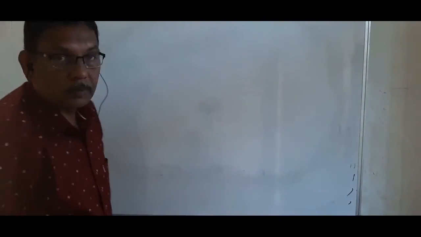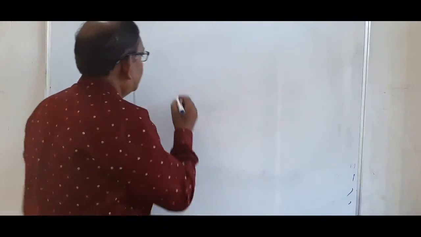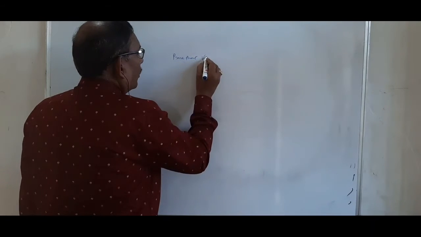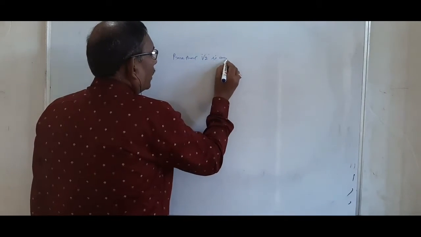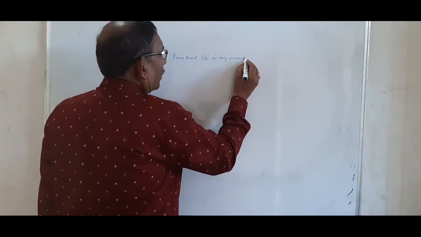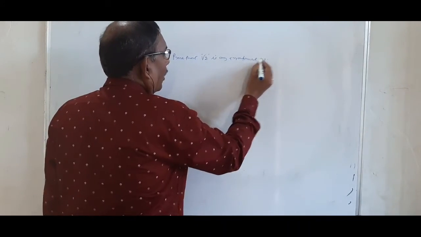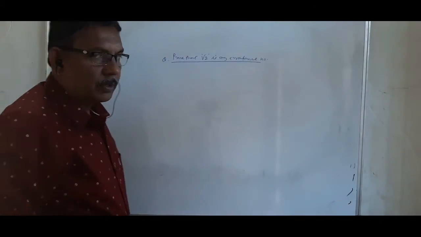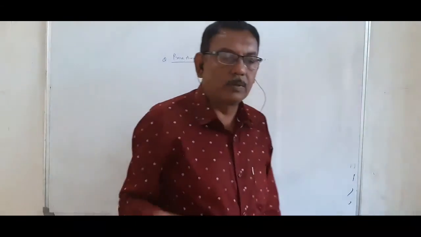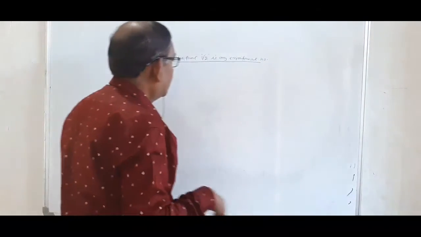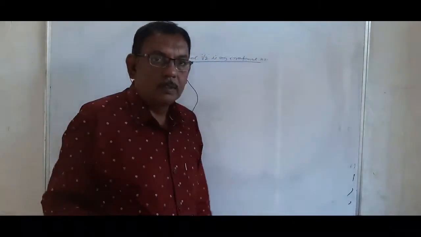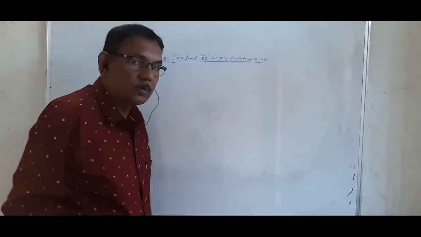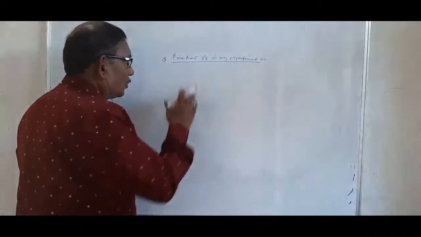Now, prove that root 2 is an irrational number. It is your question. In this way, you can prove root 5, root 7, root 3 also irrational numbers. So what is the procedure to prove this type of number is irrational, like root 2, root 5, root 3? Look at the steps.